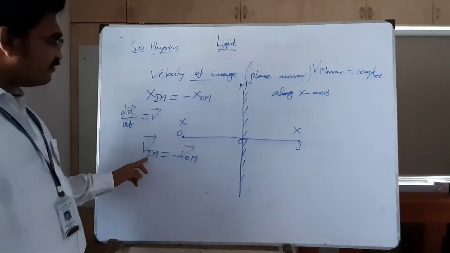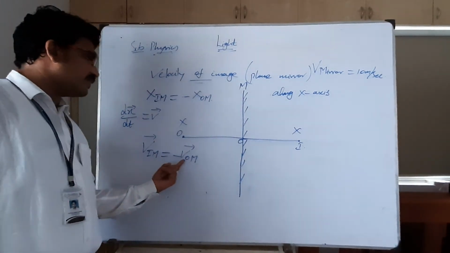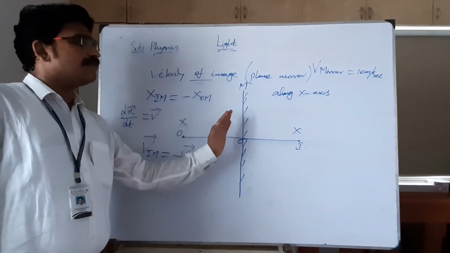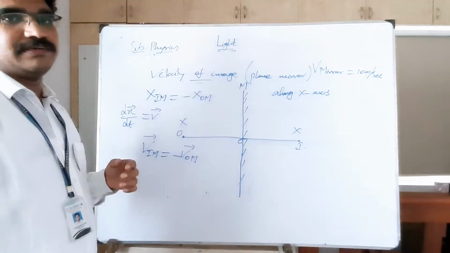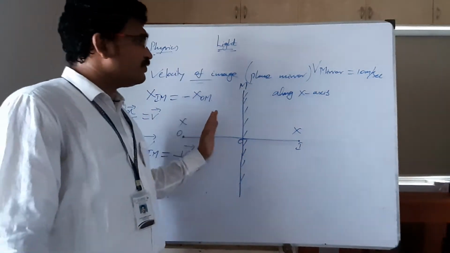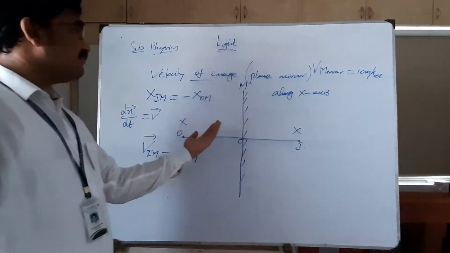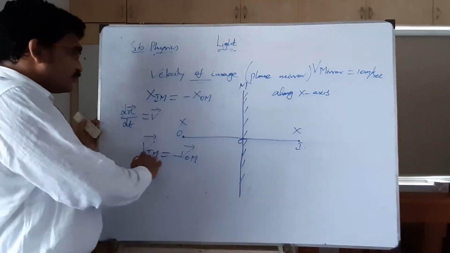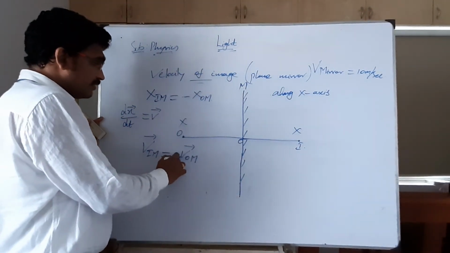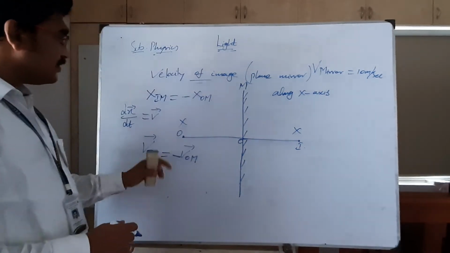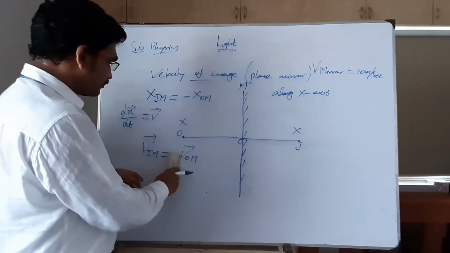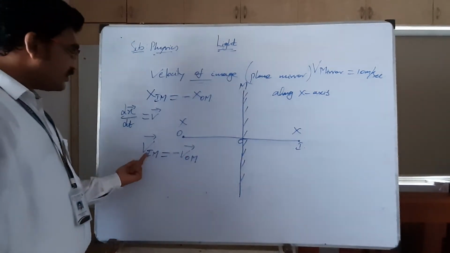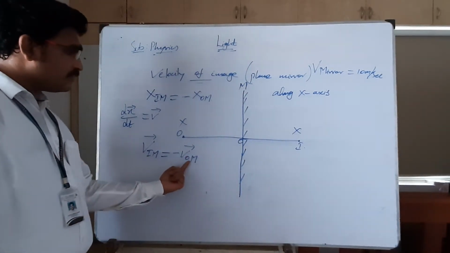So velocity of image with respect to the mirror is equal to the velocity of object with respect to the mirror, in the opposite direction. Means if it is moving at 10 meter per second, the image also moves with 10 meter per second. If the object is moving like that, image will move like this. If the object is moving like that, image will move like that. So we can say that these both are equal and opposite. So VIM is equal to minus VOM. Velocity of image with respect to mirror is equal to minus velocity of object.